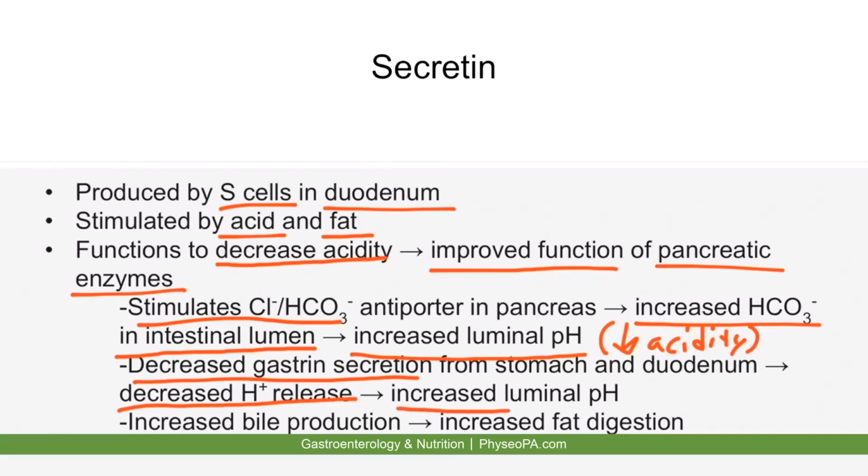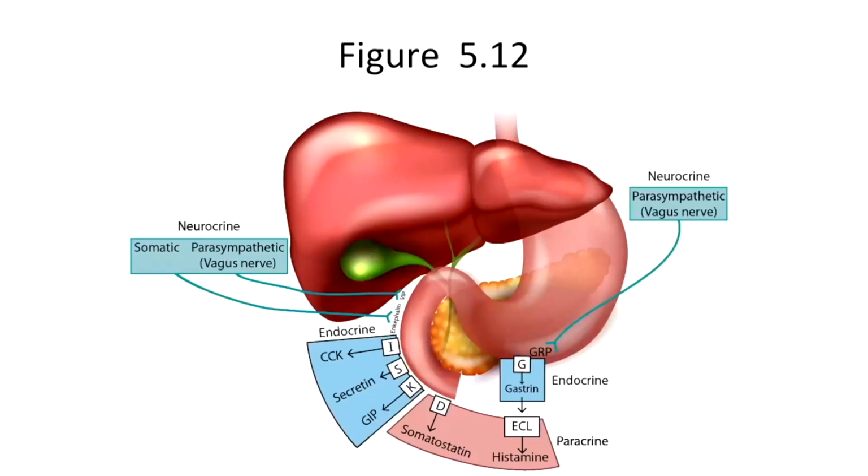So this will also increase luminal pH and cause decreased acidity. Secretin also increases bile production within the liver itself, which ultimately would aid in fat digestion for reasons we just discussed when discussing CCK. So here again is figure 5.12 from your text.